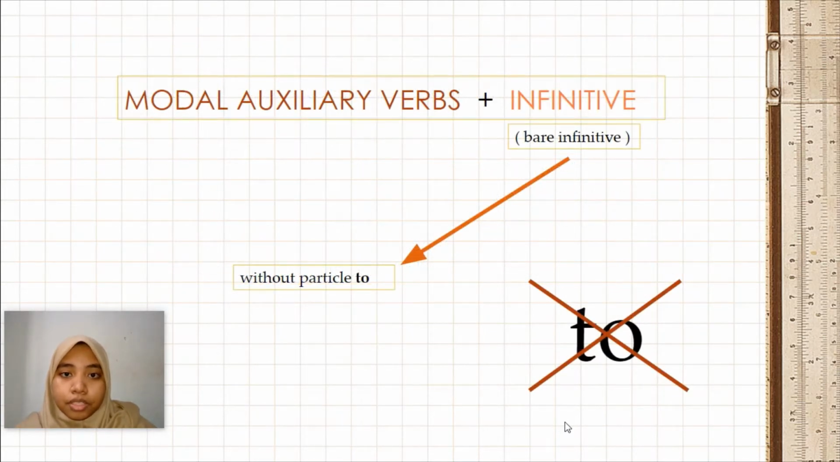Using modal auxiliary verbs plus infinitive in bare infinitive forms means we are using the infinitive without the particle to. You must remember that when we use modal auxiliary verbs plus infinitive in bare infinitive forms, we don't use the particle to. On today's video, I'm going to be focusing on the modal verbs shall and should.